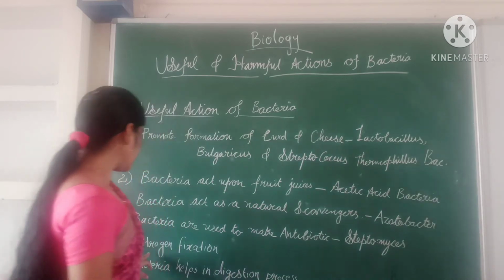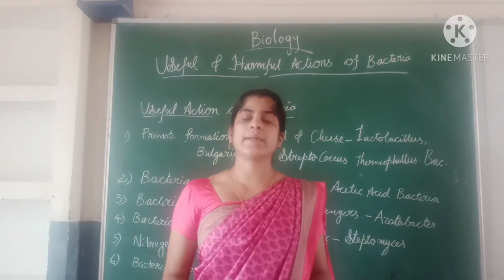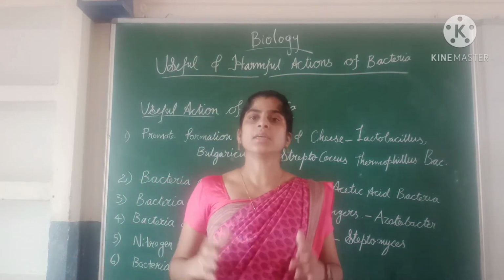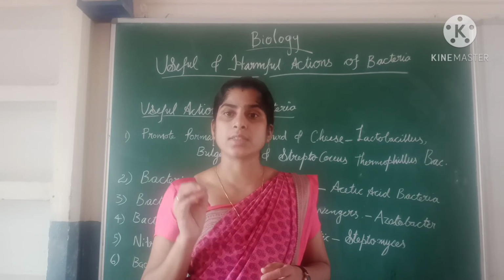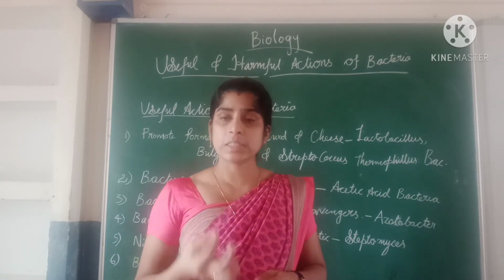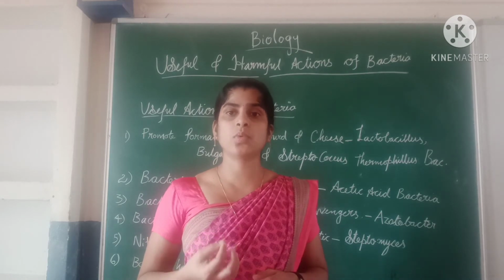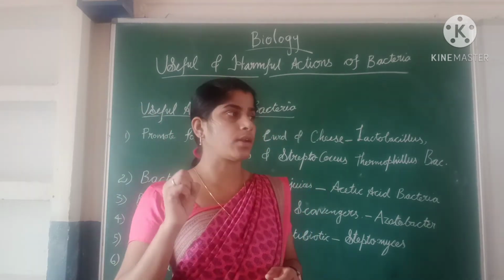And the next is nitrogen fixation. The bacteria help to do nitrogen fixation. So you know that the leguminous plant root nodules have what? The rhizobium, and otherwise the acetobacter bacteria. These bacteria help to do what? Absorb the atmospheric nitrogen and fix it into soil.